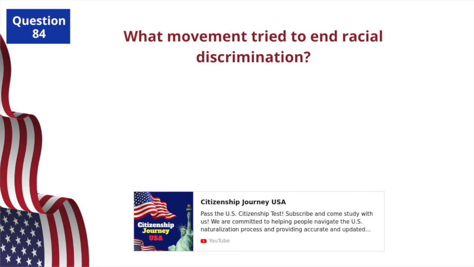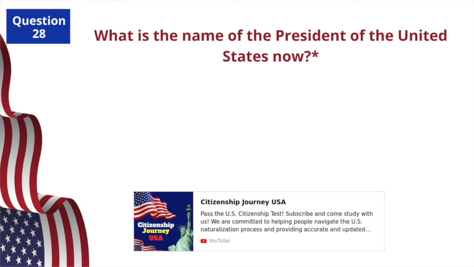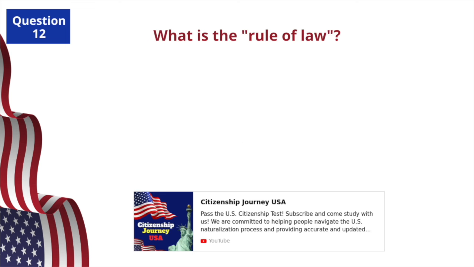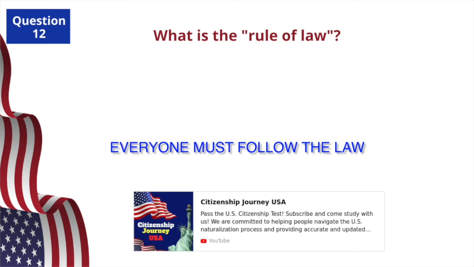What movement tried to end racial discrimination? Civil rights movement. What is the name of the President of the United States now? Joe Biden. What is the rule of law? Everyone must follow the law.